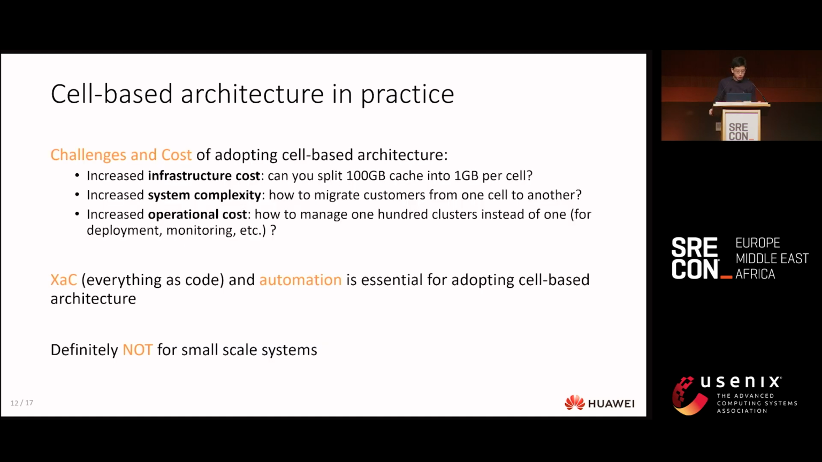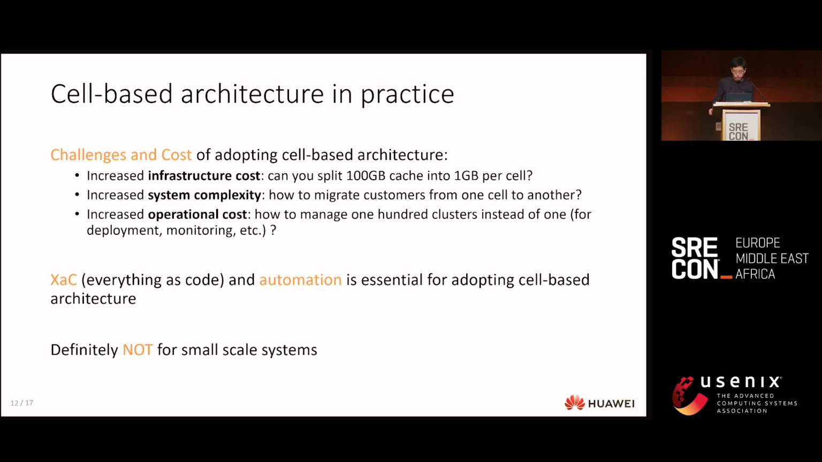But how about the challenge and cost? It's not free to adopt a cell-based architecture. There are probably three costs you may have to consider. For example, the infrastructure. If you want to split your one cluster into 100 cells, it may cost more infrastructure. You cannot equally split 100 gigabytes of cache into just 1 gigabyte per cell. In practice, you may need 5 gigabytes per cell or more. And system capacity, especially if you didn't do it right away, it may cost some capacity to your system. For example, you may need to migrate customers from one cell to another. It depends on your requirements, but it may make the system more complex.